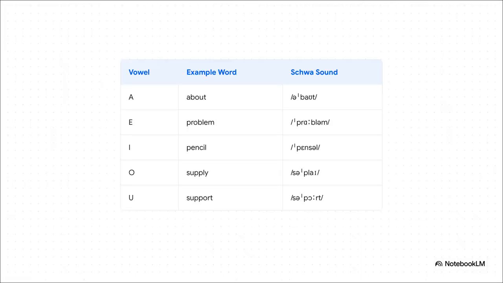And this is where you can really see that shapeshifter quality in action. Look at the word about. The A at the beginning, that's not A, it's uh-bout. That's a schwa. The E in problem, prob-lum, schwa. The I in pencil, you guessed it. Supply, supply. Support, support. See? The letter itself doesn't matter. It's all about that soft, unstressed sound.